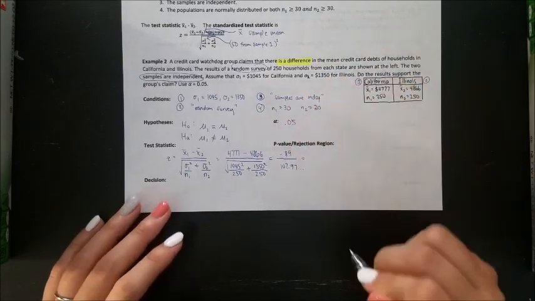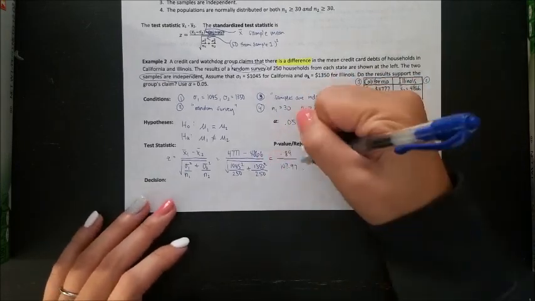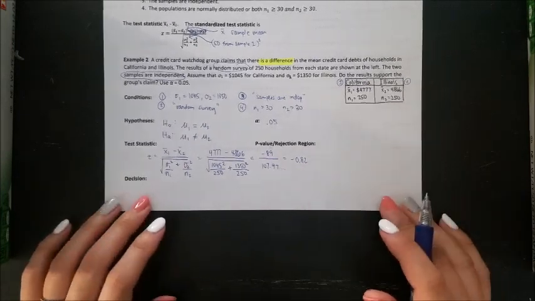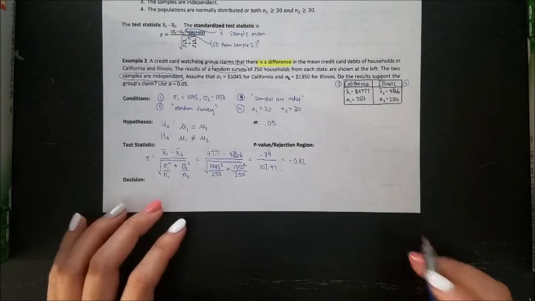So finally, when you divide these two numbers, you should get negative 0.82. So that's going to be our test statistic, our z-score. Okay, so again, you want to double check that in your calculator, make sure you can get those numbers and type them in correctly to get your final number. Then moving on to our p-value rejection region.